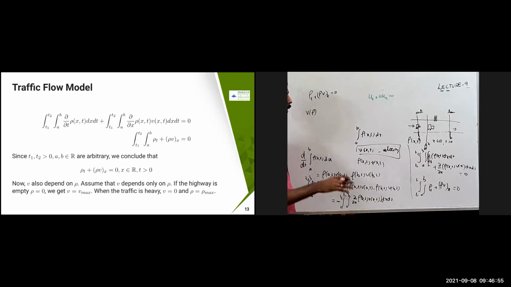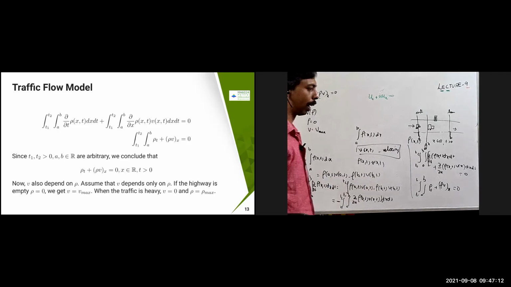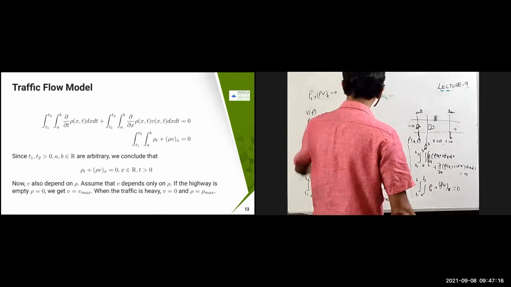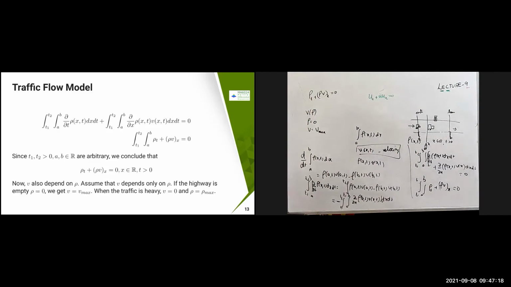If the highway is empty, there are no cars, that means rho is 0. Density is 0 means there is no car over there. In that case, we get V equal to V max. That means the maximum speed I can go. Whatever the maximum speed allowed on that road, that much speed I can go. V equal to V max.